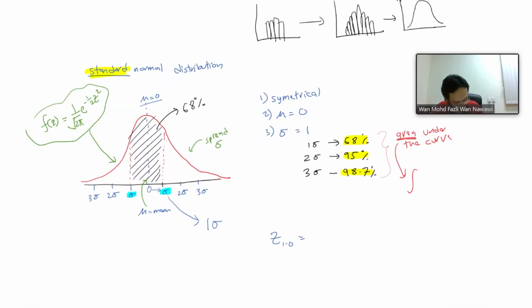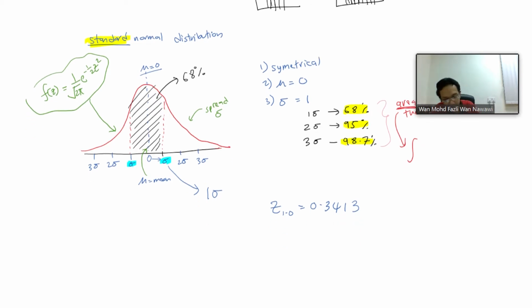0.3413. So this is the region between mu and here, number 1. You can see that is 0.3413.